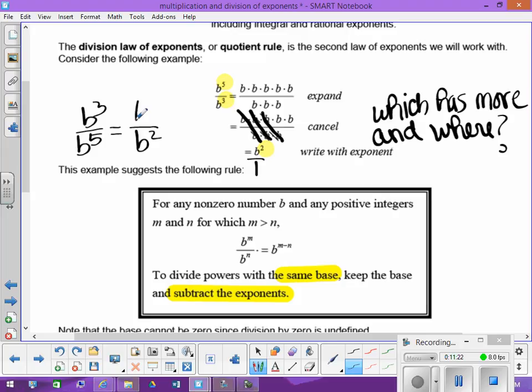But that question is extremely important. If you have more letters on top, that's where your answer goes. If you have more on bottom, your answer is a fraction. Okay, fractions are not bad. When we're talking about all these things, you need to be careful.